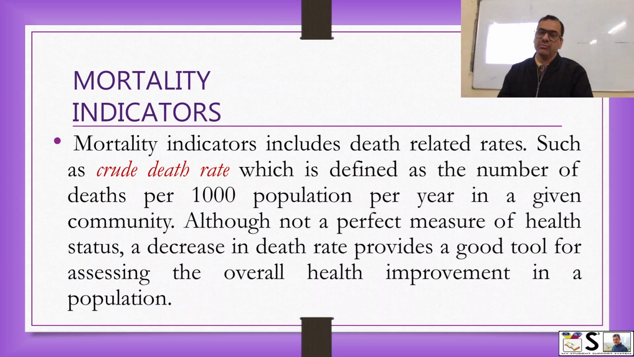It is always shown as the number of deaths per 1000 population of a community. In this way we can find out the death rate of our community as well as the whole country if we are able to know the total deaths and the total population. Okay, if we know these two things we can calculate the death rate. So normally the death rate that we calculate is known as crude death rate. Its proper name is CDR or crude death rate.